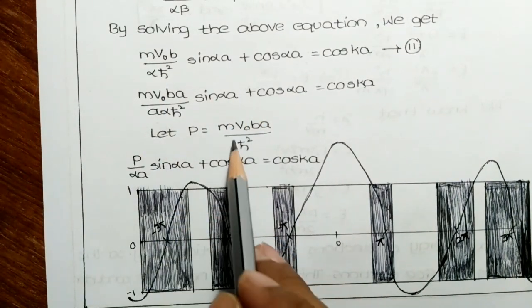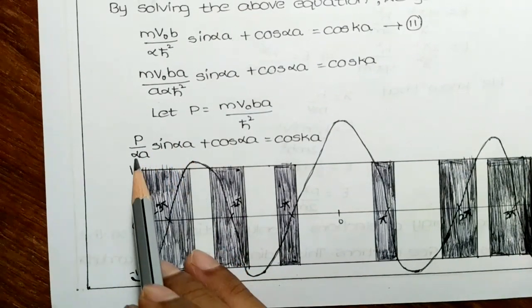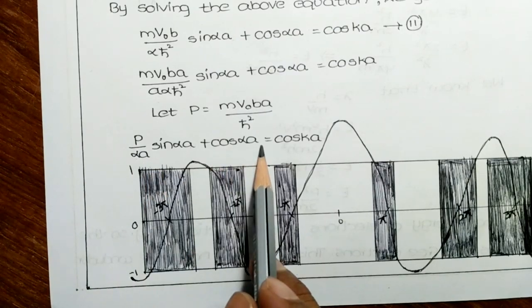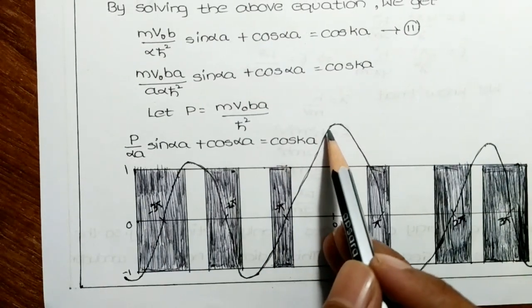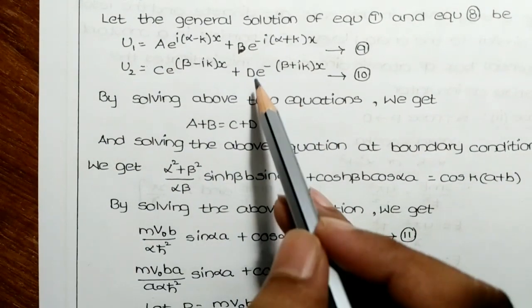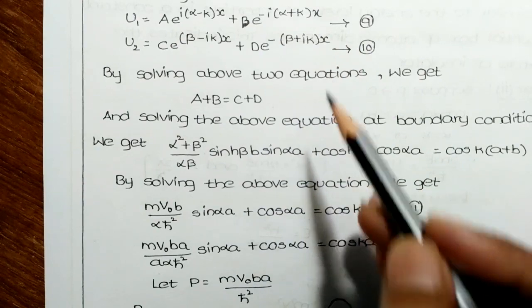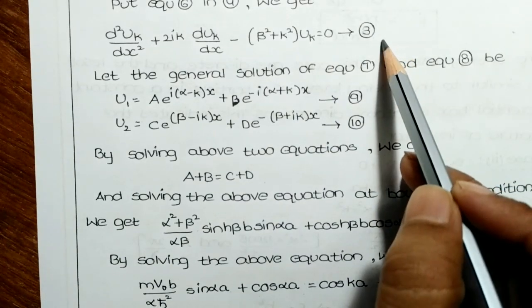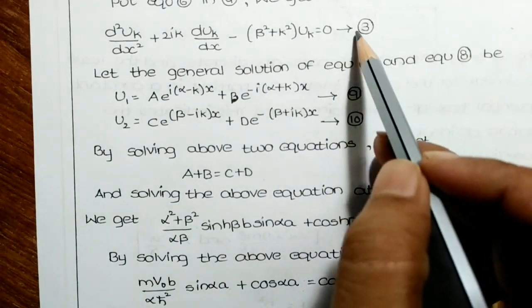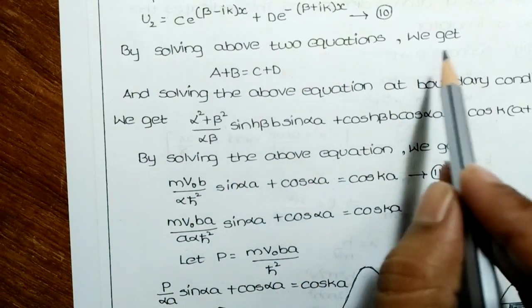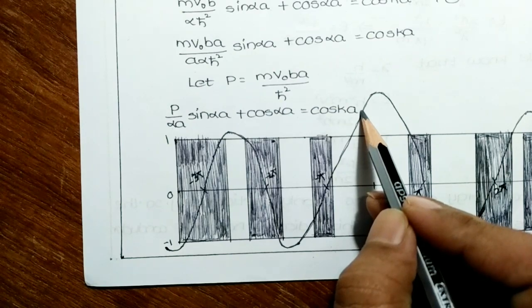By solving this, by putting here, we will get this equation: P sin alpha a by alpha a plus cos alpha a is equal to cos Ka. So we get a very simple equation. You have to learn this by heart. If you don't know this, you have to memorize it, otherwise leave it. Write up to here by heart, and write these two equations, and by solving the above two equations we get this equation directly.